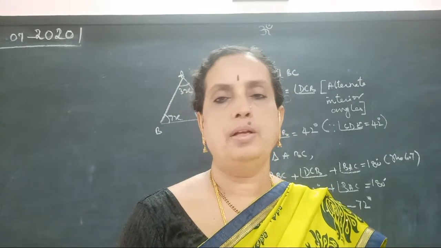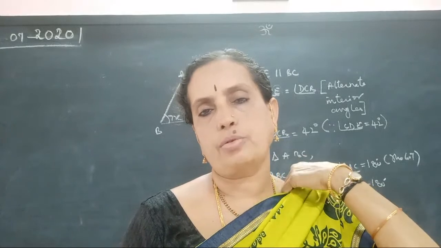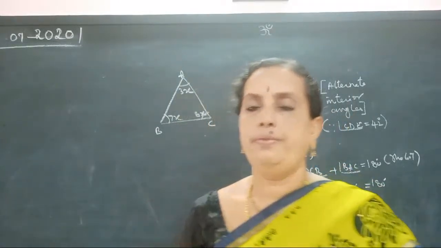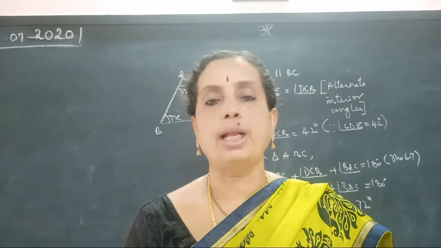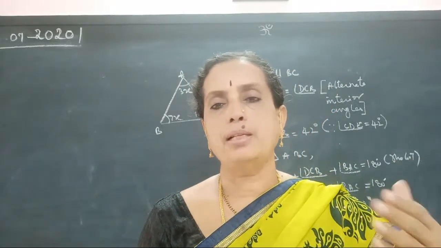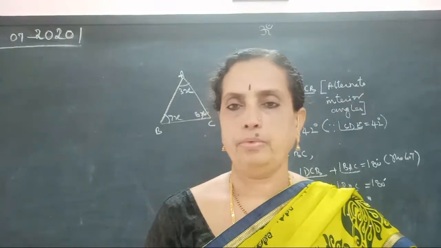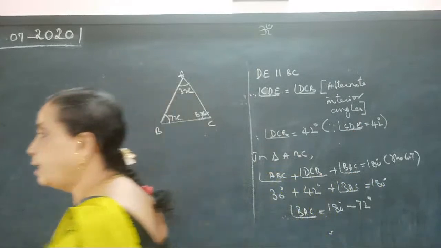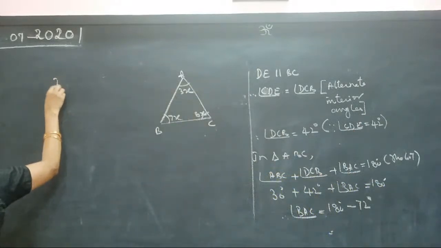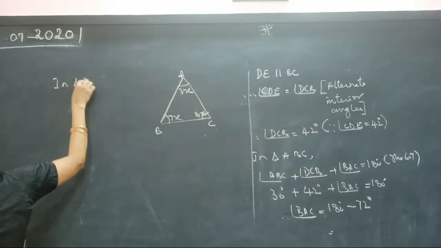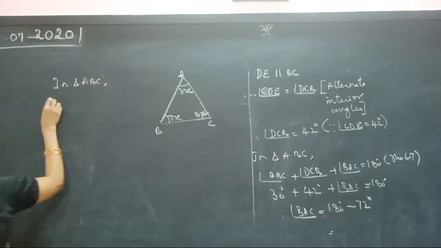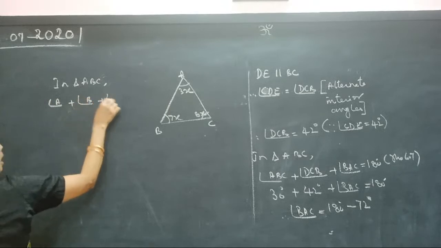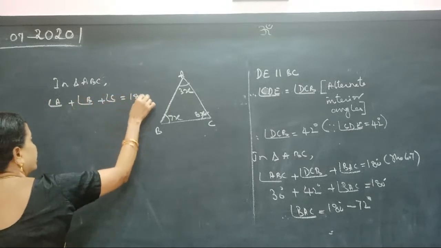Very simple 1 mark question or 2 marks question. If it is 2 marks, show the answer with figure. If it is 1 mark, you can do it orally and tick the correct answer among the multiple choices. Okay? So now we know that the sum of the three angles of a triangle is 180 degree. In triangle ABC, angle A plus angle B plus angle C equals 180 degree.